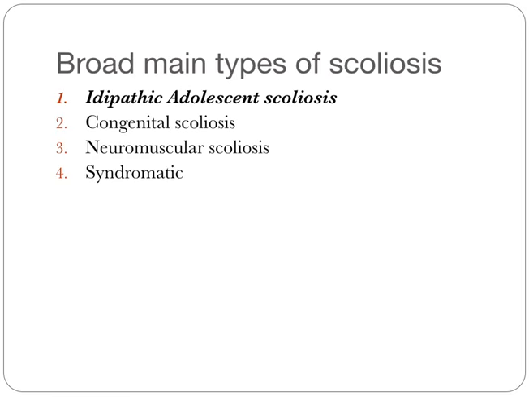The second most common type of scoliosis is the congenital scoliosis, which means that there is a congenital abnormality in the shape of the vertebra, like hemivertebra and bony bars.